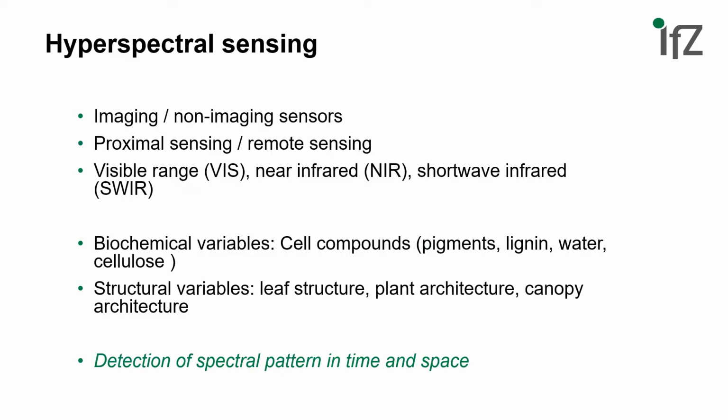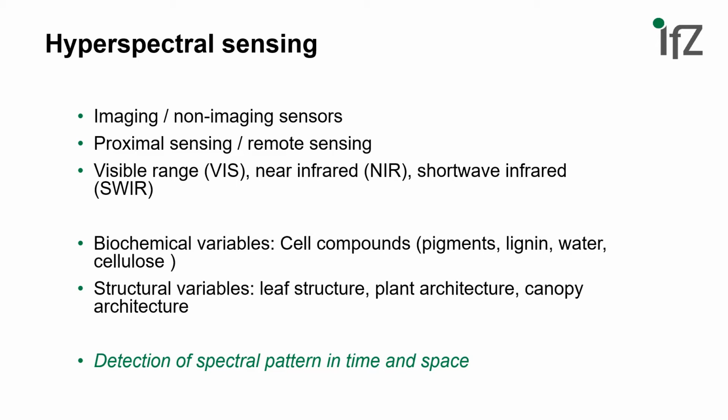As mentioned before, the technology we talk about today is hyperspectral sensing. And if we make use of hyperspectral sensors, we have to consider the kind of sensor technology behind. So we have either imaging sensors or non-imaging sensors. The technology can be applied in a proximal sensing way with a distance below 1 meter, or it can be used as remote sensing on a drone or on an airplane or a satellite.